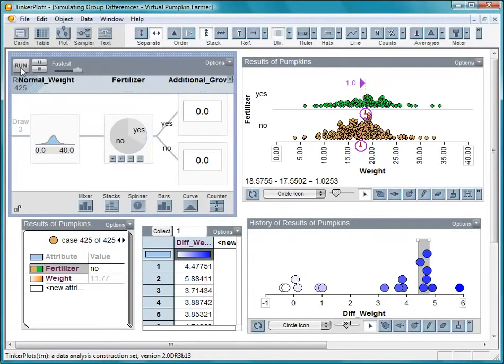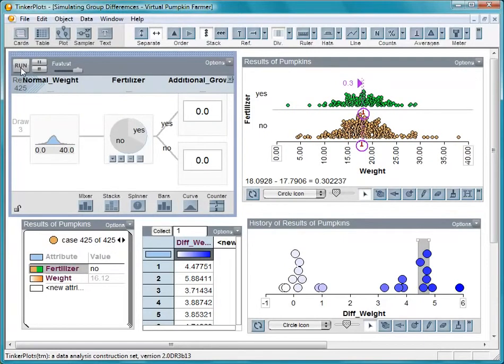Again, those differences vary each time. But so far, we don't have any differences that are close to the ones we got when the difference was 4.3. So it is very unlikely that we would get the differences we got when the value was 4.3 if the value were 0. What if the value was negative 2?